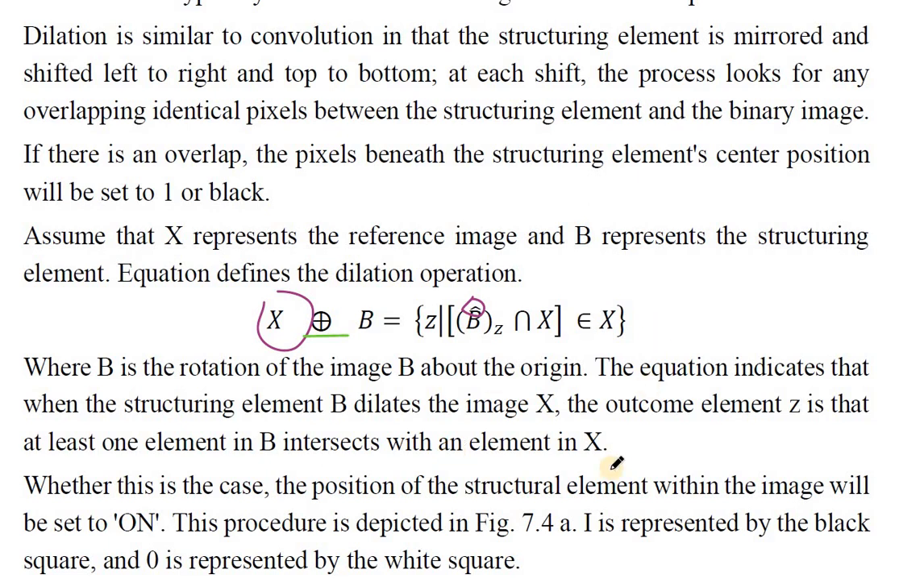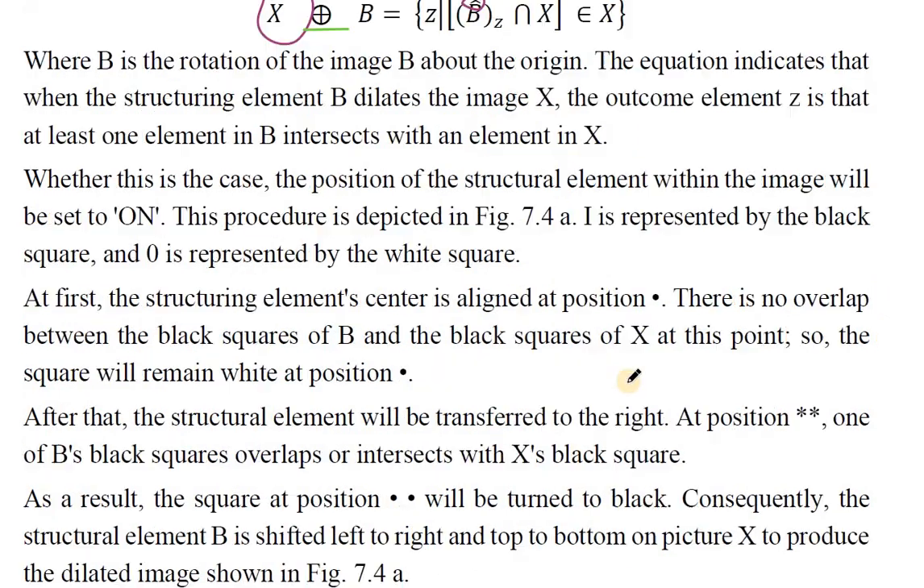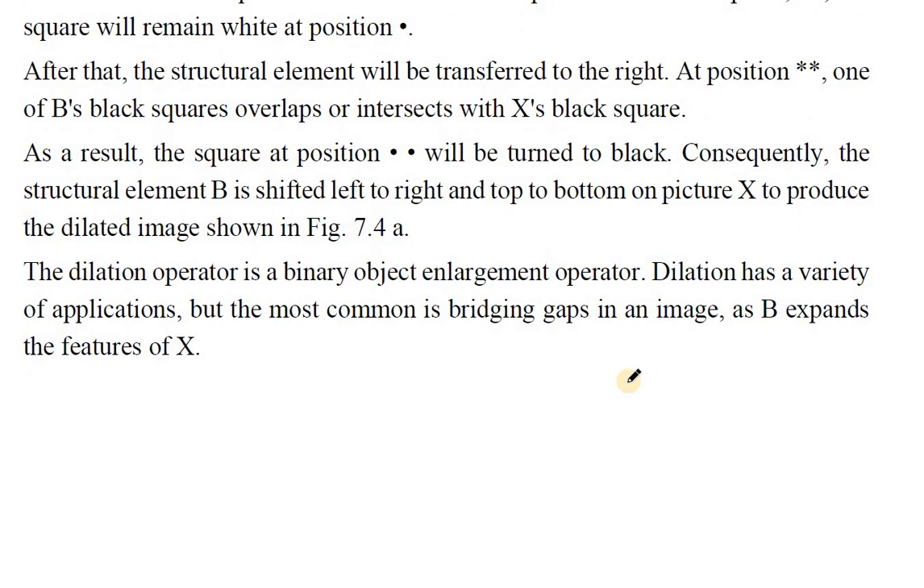I have already told you about the origin of the structuring element, so I am assuming you know that concept. So the outcome element Z is such that at least one element in B intersects with an element in X. So at least one intersection has to be there. The position of the structural element within the image will be set to on. This procedure is depicted over here. Now let us see this procedure.